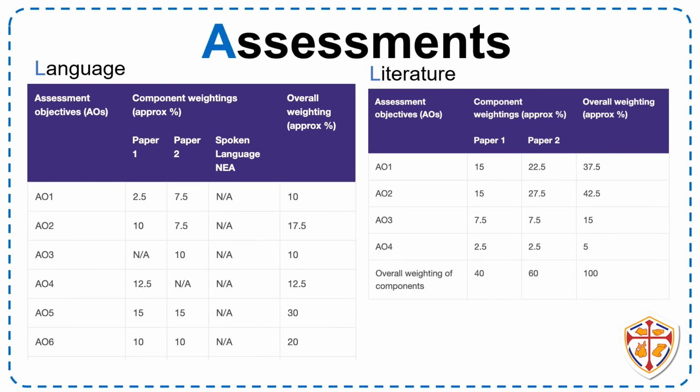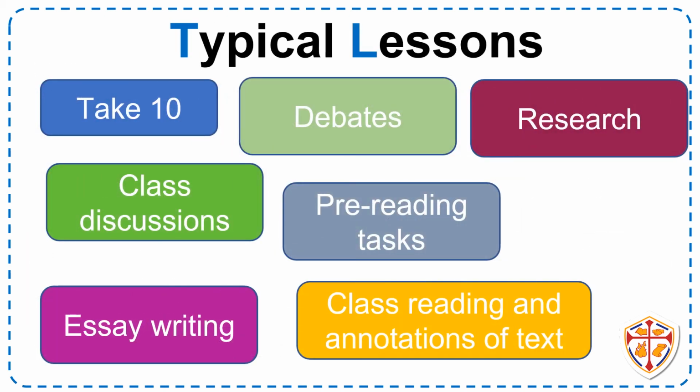Please find in front of you on the two tables the assessment percentage weighting of both papers. So language has 6 AOs and literature has 4 AOs, and this should give you a clear idea which AO weighs more than the others in the exam. Typical lessons include activities like Take 10, recalling, debates, research, class discussions, pre-reading tasks, essay writing, class reading, and annotation of texts.